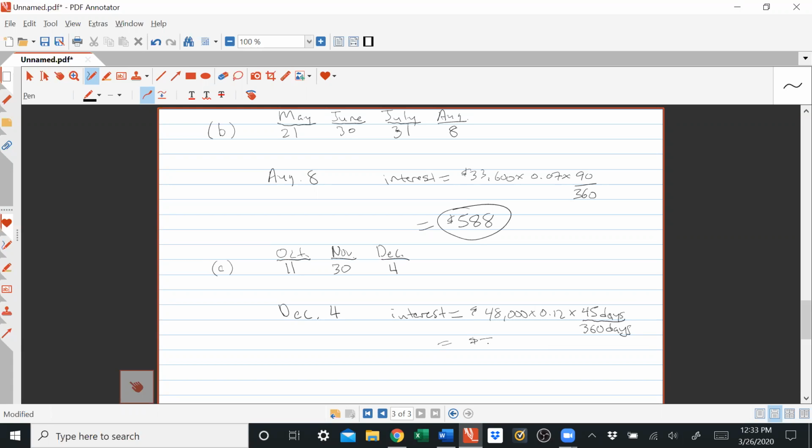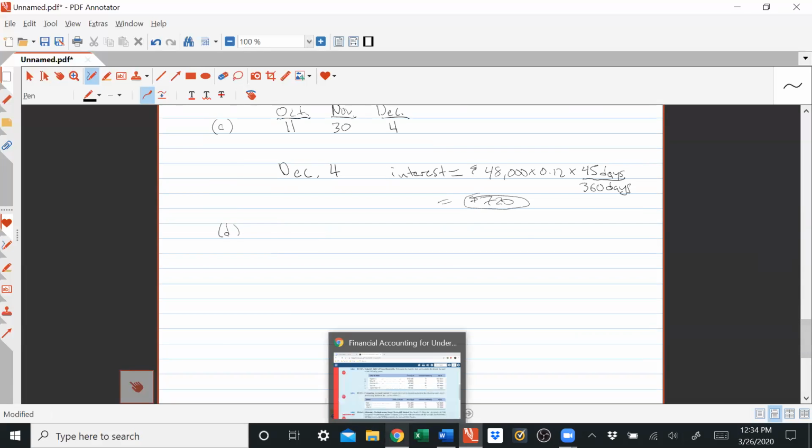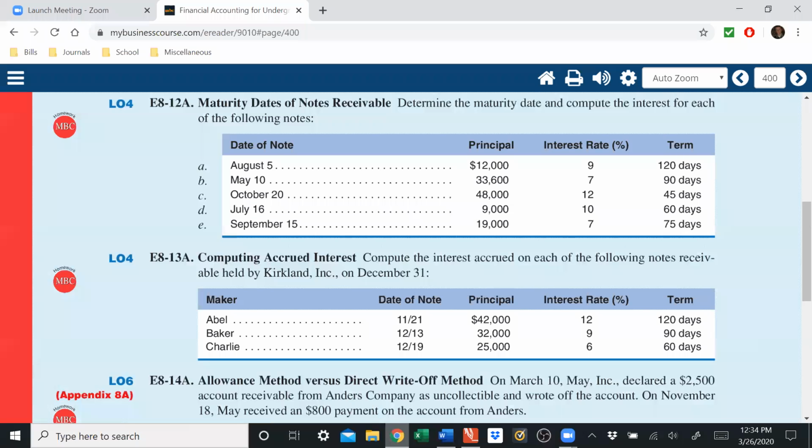720 is the answer. Notice our answers are nice, even numbers. If we assume 365, it's going to be some weird number. Here, I'll tell you what it would be if you assume 365. For this one, it would be $710.13, rounded to 2 decimal places. So it'd be some weird numbers. That's why we're assuming 360, just to keep the calculations as non-messy as possible.